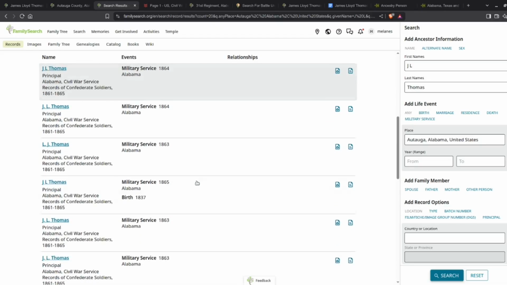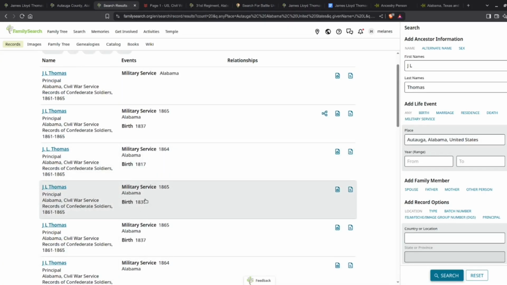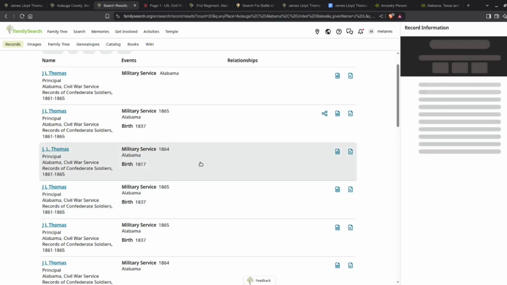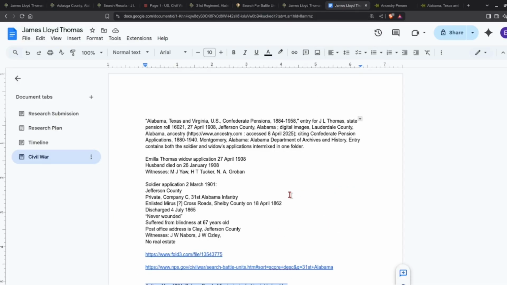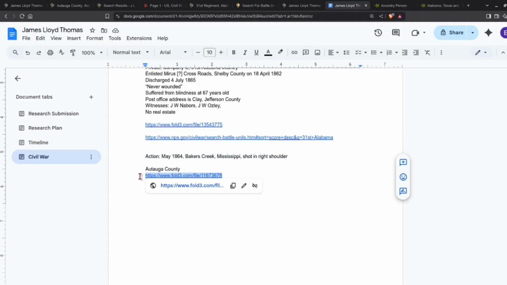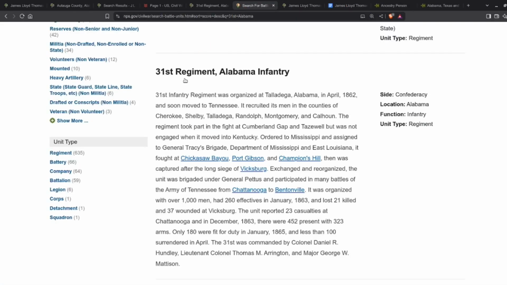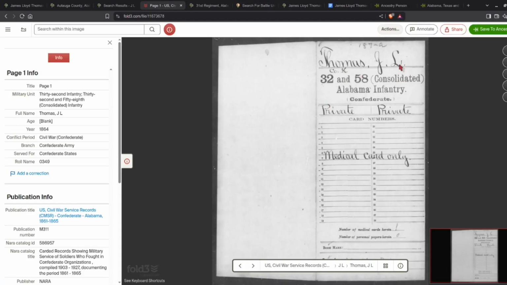So let's see. There are quite a few here. Any of the 1837 ones are going to refer to the packet that we've already looked at. This 1817 one could be something. Now, I did look at this ahead of time, and I have a note of a Civil War packet. So let's go look at that one. Now, this is for a J.L. Thomas, the 32nd and 58th Consolidated Alabama Infantry Company K, and it's a medical card only.